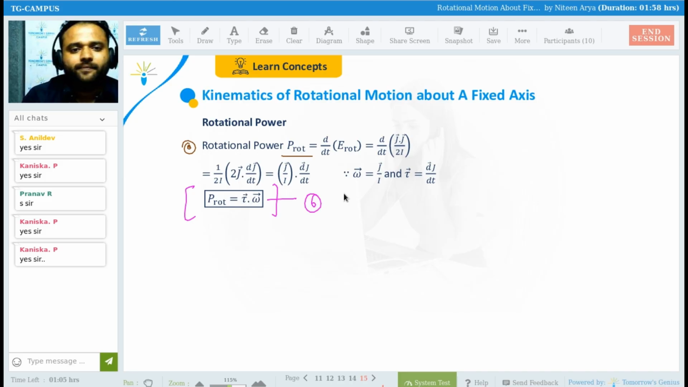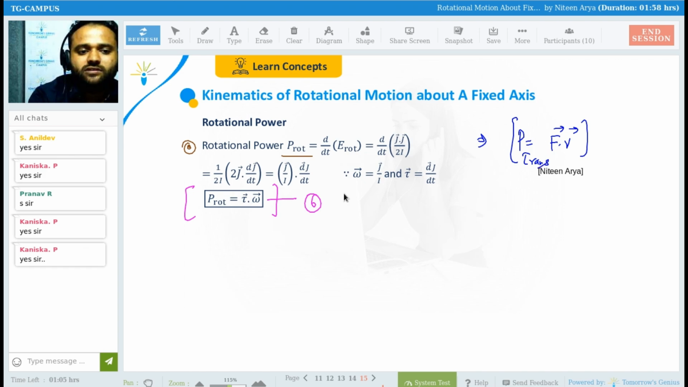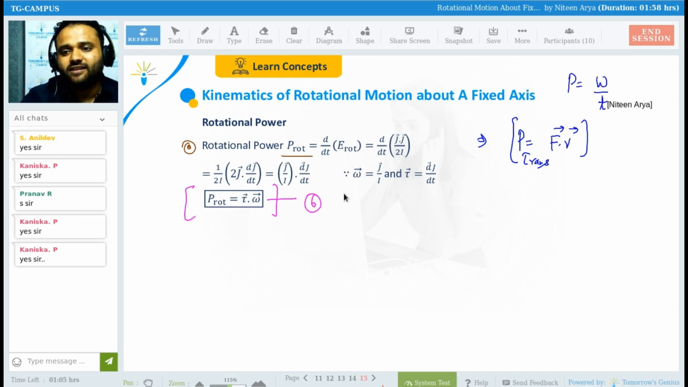Torque tau into omega. This is the same formula as power equals force into velocity. Here in rotation, this is translation, and that is rotation. Clear? And how we can get it? Power is rate of change of energy, or work per time. So put F dot d divided by t. F remains the same, and d by t is velocity. Nothing new I am doing here. I am just rewriting and representing everything in the terminology of rotation. Clear now everyone? Good.